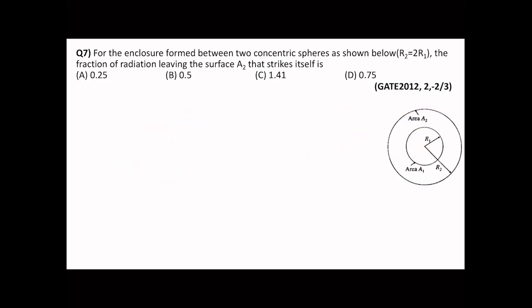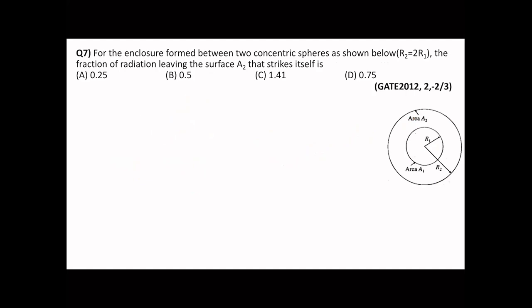Alright, moving to the next question that was asked in GATE 2012. Again, this question is on view factor, and this is also for 2 points. And the question says two spheres are enclosed as shown in the figure. R2 is twice of R1. The fraction of radiation leaving surface 2 that strikes itself.